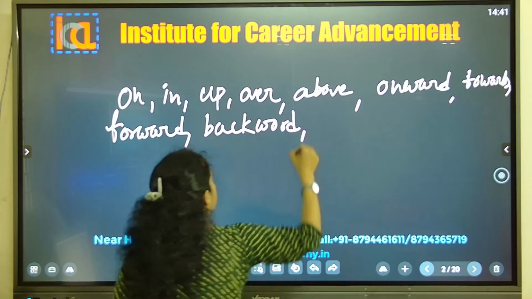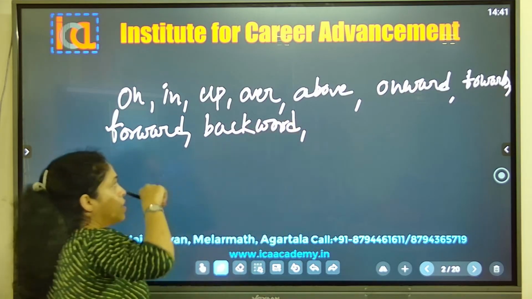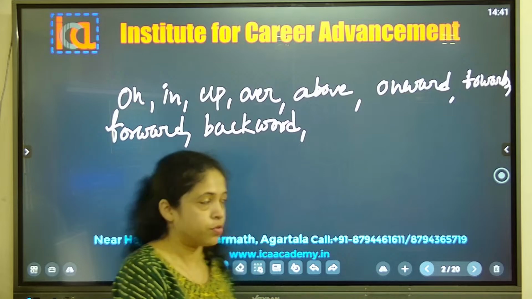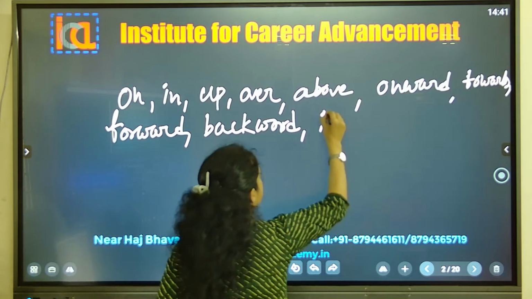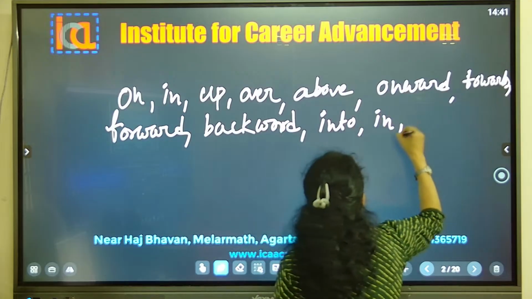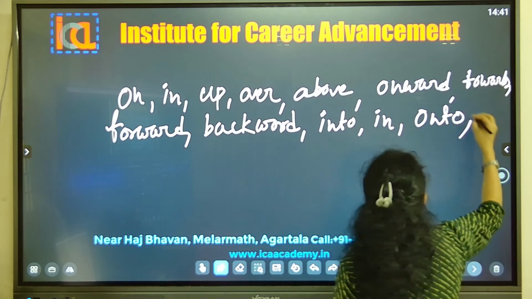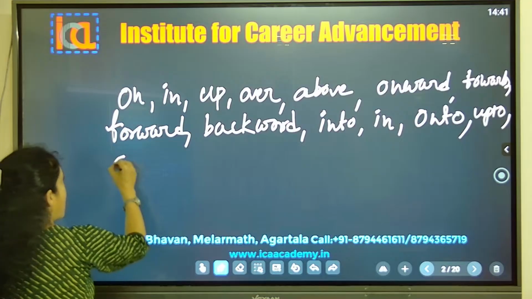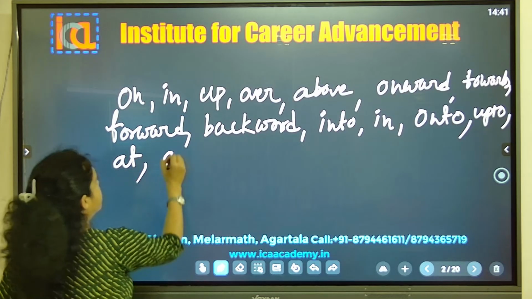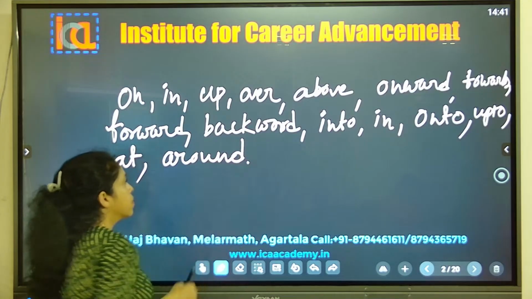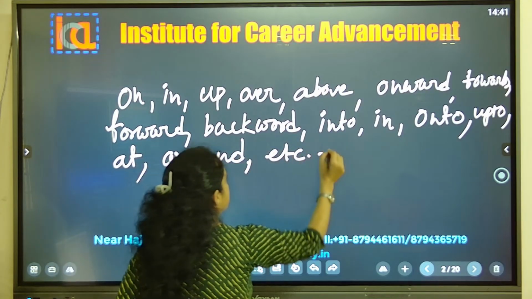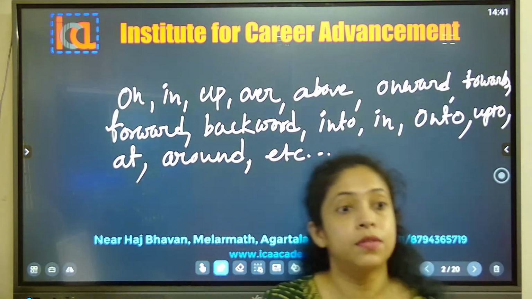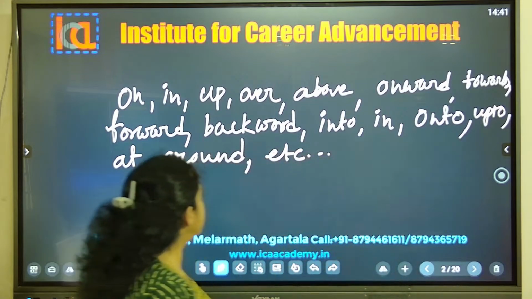Whenever they are used in a sentence, these words tell about the position of the noun, which means the position of the subject also. And what more? Into, in, onto, on, up to, at, around, and so on. Whenever we go on solving examples, we'll see many more prepositions like that. So these are the prepositions.